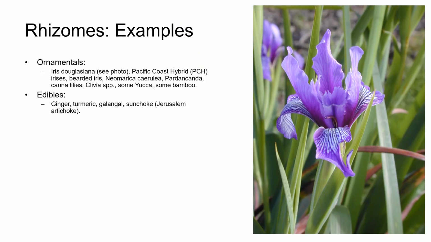Most rhizomatous plants can be propagated by division. Although this is a labor-intensive process, many plants are still commercially propagated in this way. Common examples in California nurseries include our native Douglas iris, which is pictured here on the right, and the Pacific Coast hybrid irises, also bearded iris, canna lilies, clivia, and some of the yuccas, which form basal rosettes, and some of the bamboos.